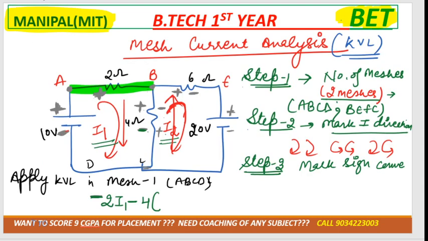Okay, I1 minus I2, correct. If you take the I2 wala mesh, if you take the second mesh, then it would be I2 minus I1.